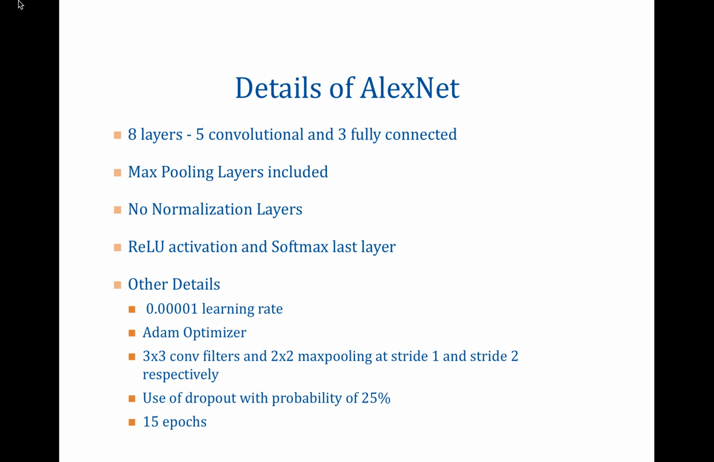Other details of the neural network are a 10 raised to minus 5 learning rate, Adam optimizer instead of stochastic gradient descent, 3 by 3 conv filters at stride 1 so that we don't miss out on any detail and get all the features, 2 by 2 max pooling at stride 2, and use of dropout at 25% probability so that we drop some connections randomly and prevent the model from overfitting. And that's it, with 15 epochs for training.